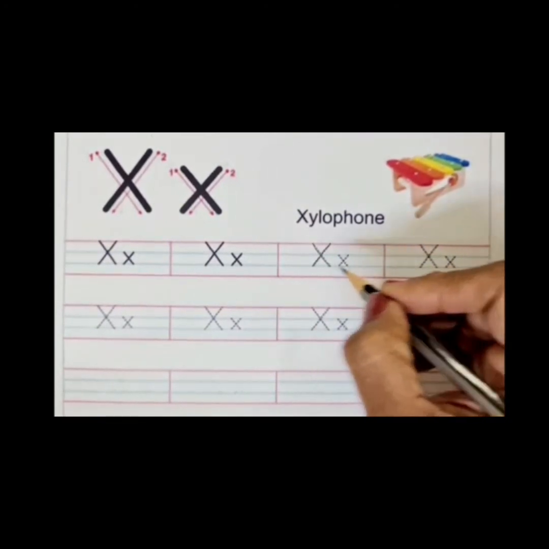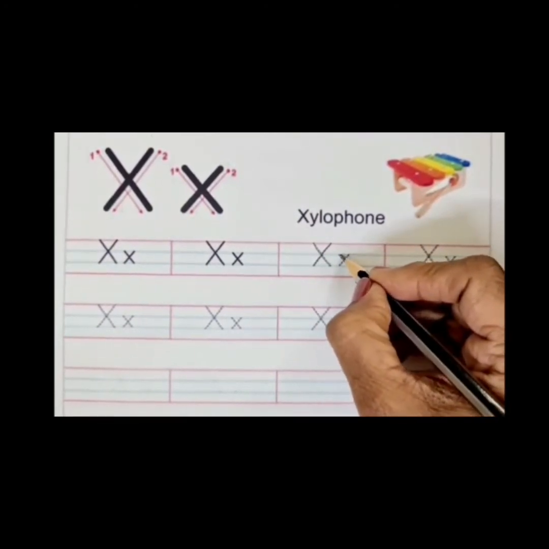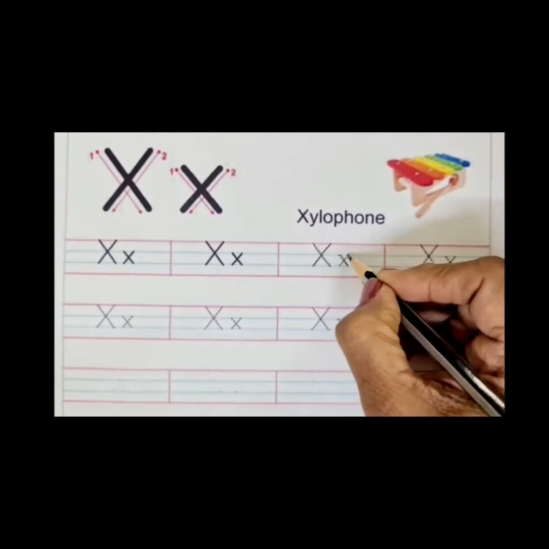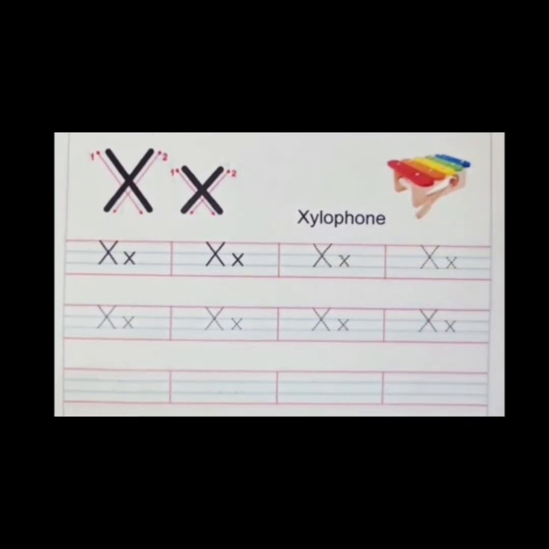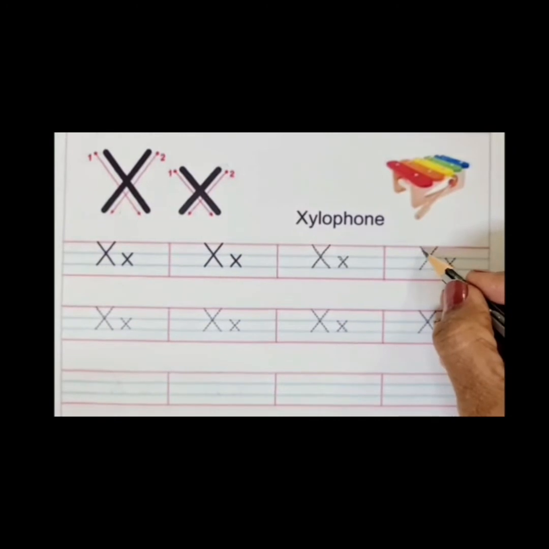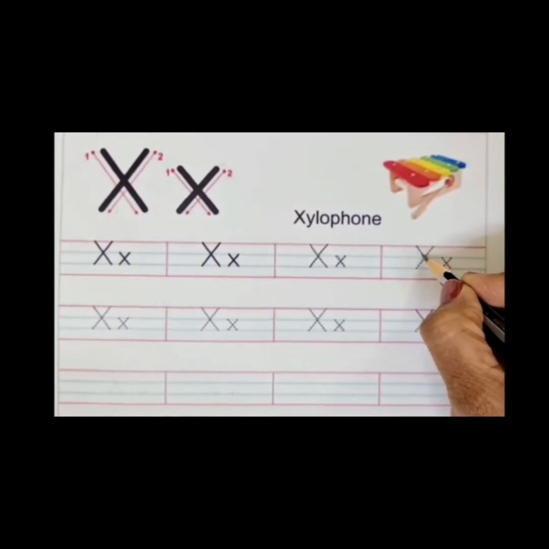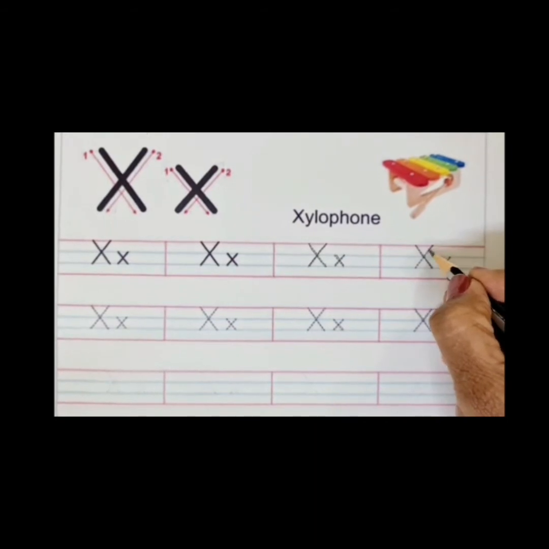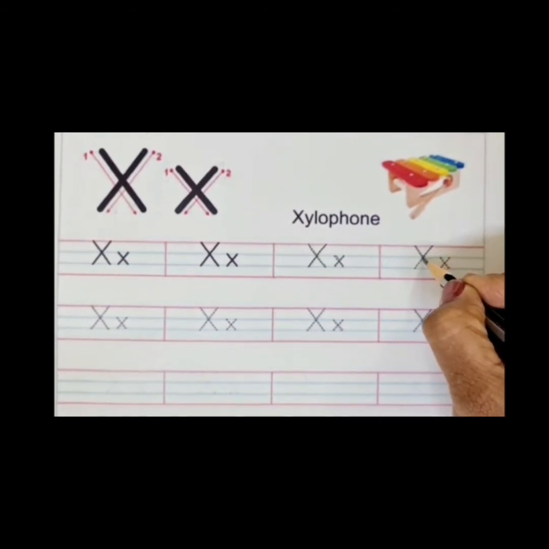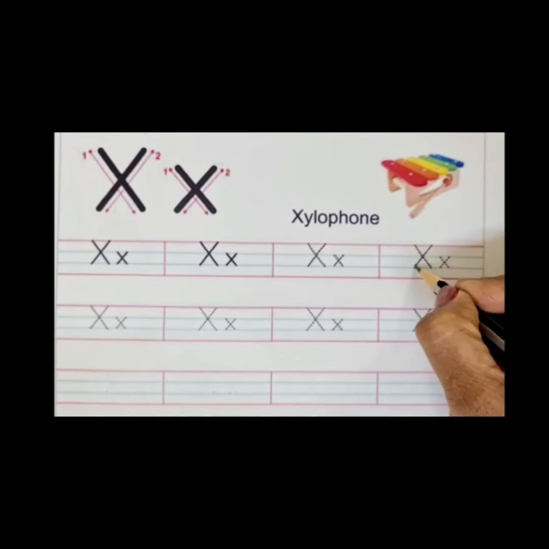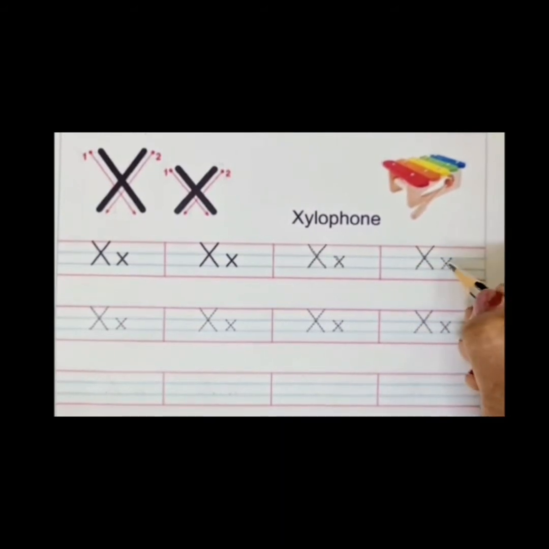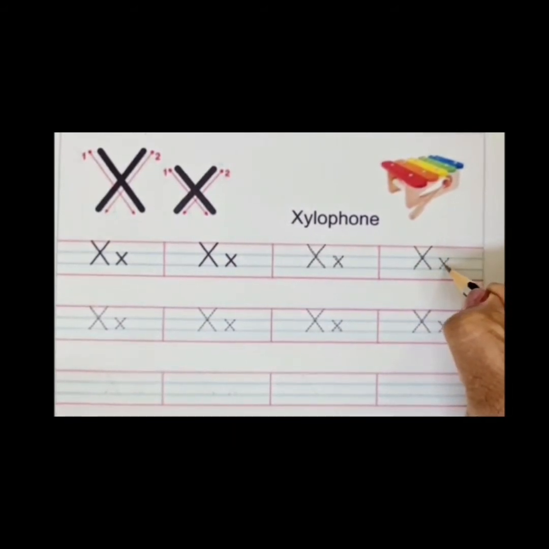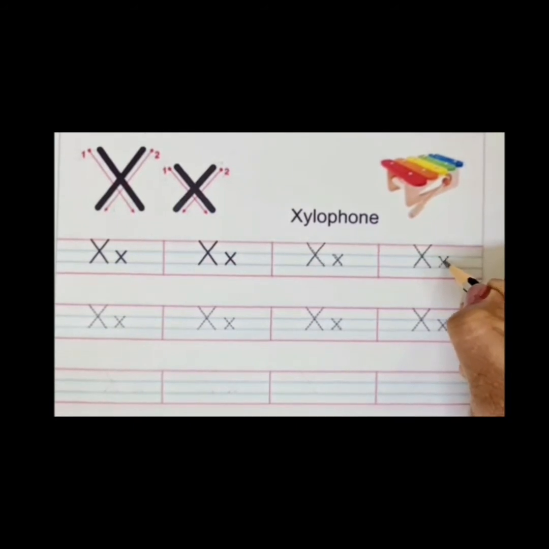Small x will write between the blue lines. Slanting line, opposite slanting line, this is small x. Again red line to second blue line, slanting line, opposite slanting line from red line to second blue line, which will cut the first slanting line at the first blue line. That is capital X. Small x is slanting line, opposite slanting line between the blue lines.